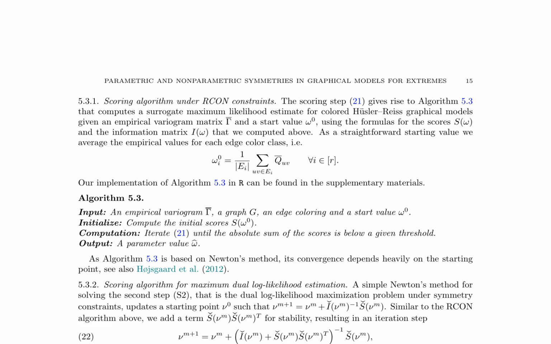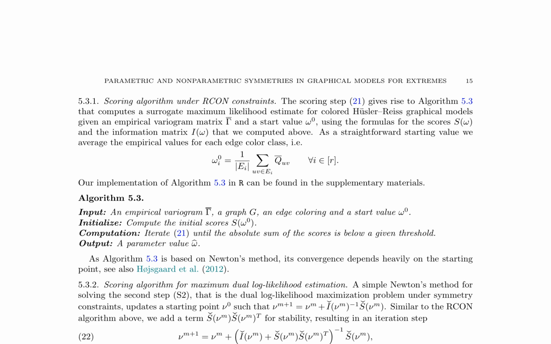This section delves into the scoring algorithms for parametric and nonparametric symmetries in graphical models for extremes. It commences with algorithm 5.3, which computes a surrogate maximum likelihood estimate for colored Hüsler-Reiss graphical models under Archon constraints. This algorithm iterates until the absolute sum of the scores is below a given threshold, utilizing a starting value averaged from empirical values for each edge color class. The implementation is available in the supplementary materials.